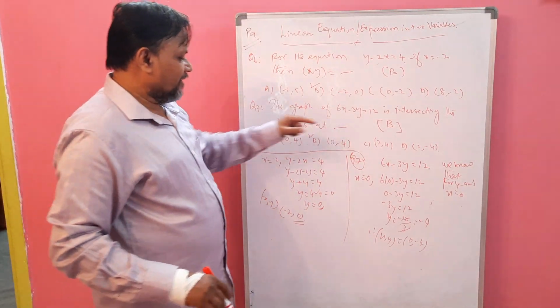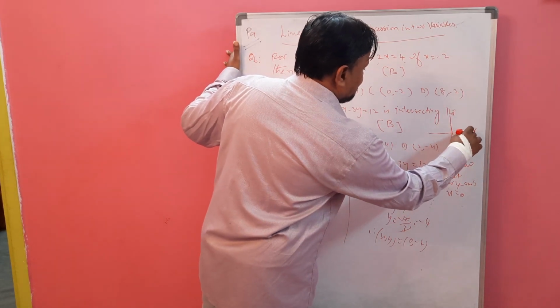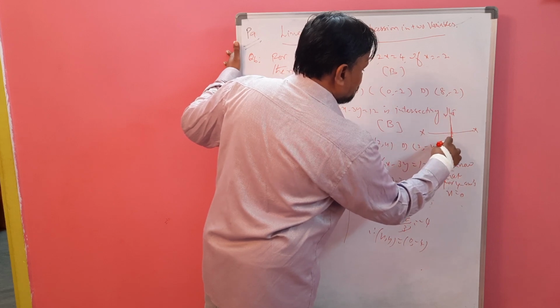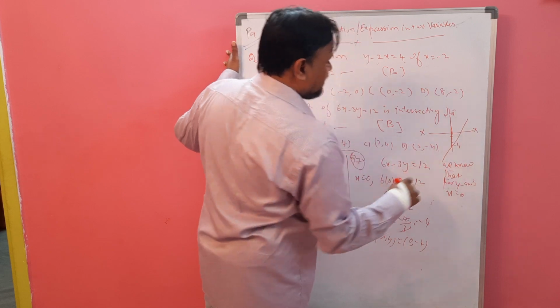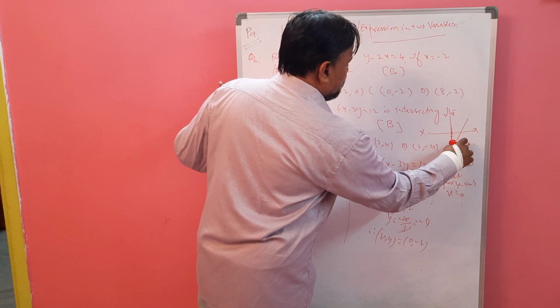That means this line cuts the y-axis. This is our x-axis, and this is our y-axis. 1, 2, 3, 4. Minus 4 is there. So the line cuts like that, and it makes the point 0 minus 4 here.